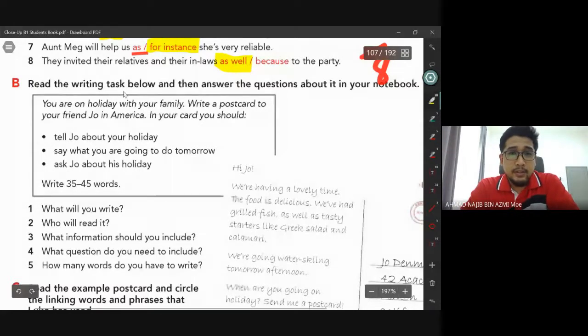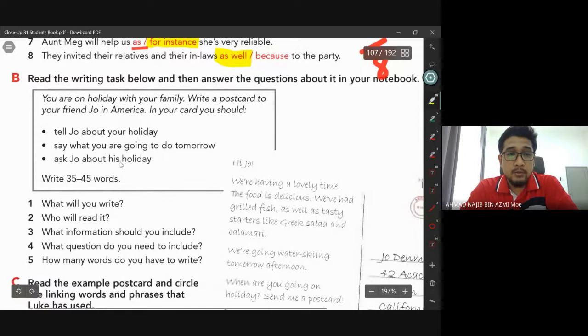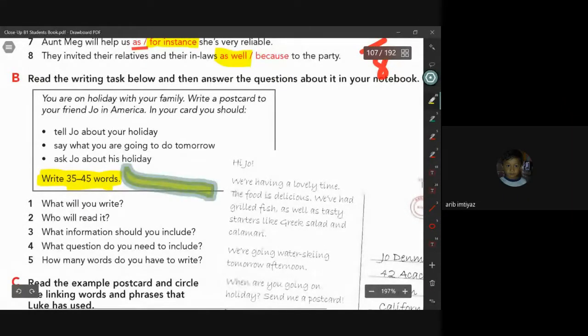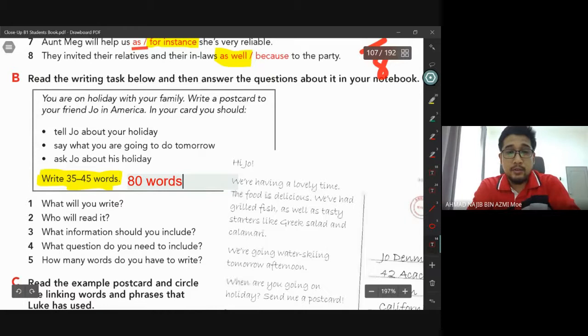So let's read this. You are on holiday with your family. Write a postcard to your friend Joe in America. In your card, you should tell Joe about your holiday. Say what you are going to do tomorrow. Ask Joe about his holiday and write 34 to 45 words. Of course, this is not our standard in Malaysian Form 3. In Malaysia, write how many words? It's 80 words. So we're just going to replace this one with 80 words. And we're not going to write this essay, I just want to show an example.